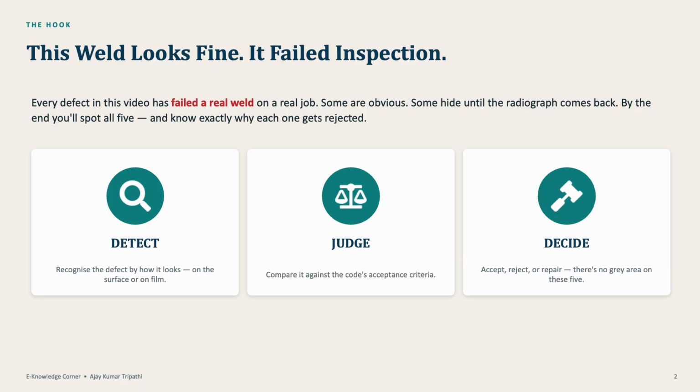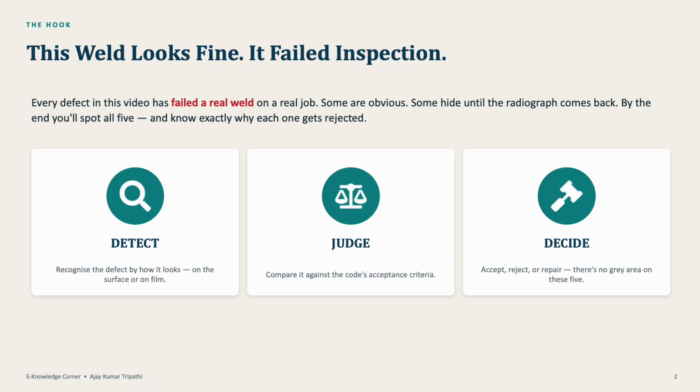Before we count down, understand how a reject decision is actually made. Every defect goes through 3 steps. First, you detect it, recognize it by how it looks on the surface or on the film. Then you judge it, compare it against the code acceptance criteria. Then you decide: accept, reject, or repair. For the 5 defects in this video, there is almost no gray area.